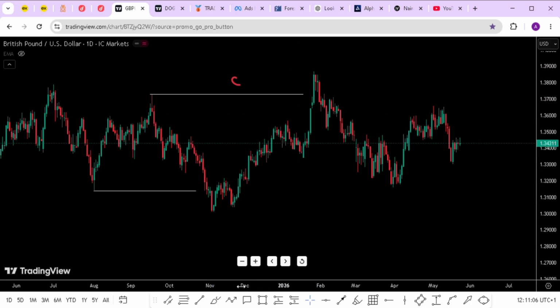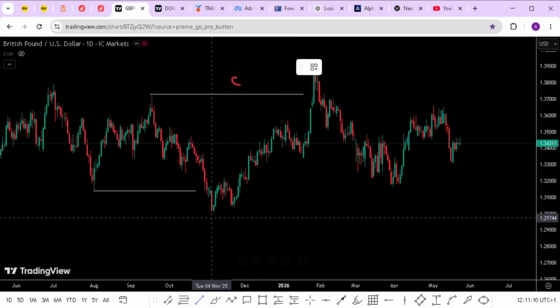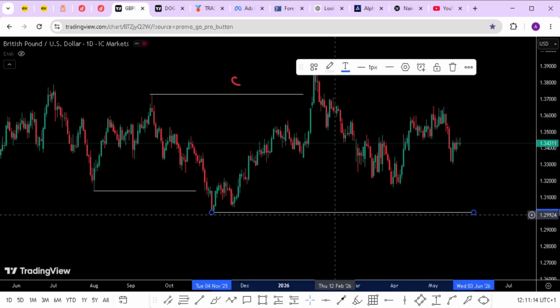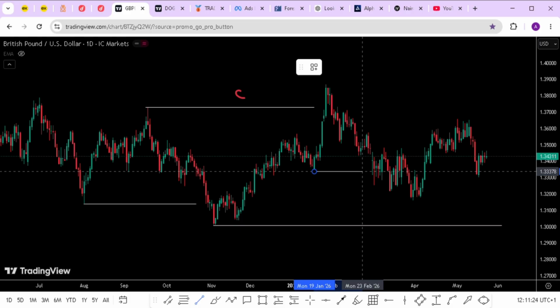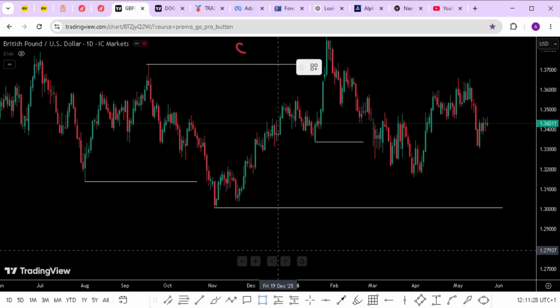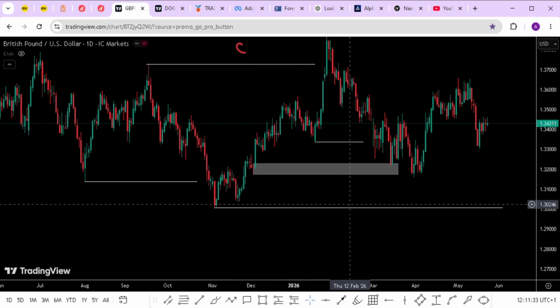So when we have this change of character, we are expecting this low to be taken out and to be protected. Sorry. Then where is our inducement? If you look at it, this is the last pullback that the market did. Actually, this level, but this is the major pullback that the market did. So this serves as our inducement point, and we have to look for the next POI, which is this one. So you can see this is our POI.